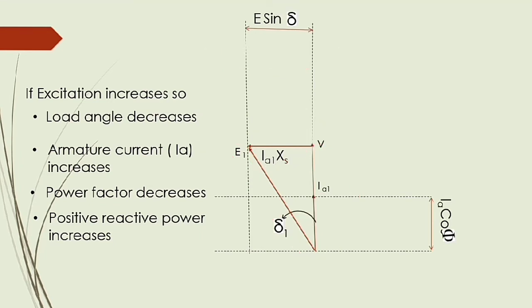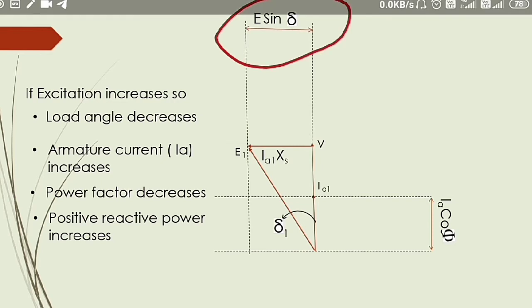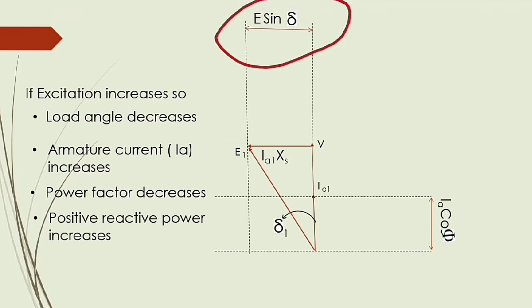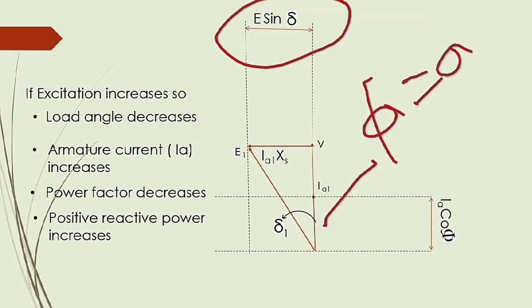Okay, and the second one is Ia1, and here this is the cos phi. The value of phi here is 0, so you cannot see this actually, but my main target is to control the Ia cos phi constant. Those two things we make constant, for constant terminal voltage and active power.